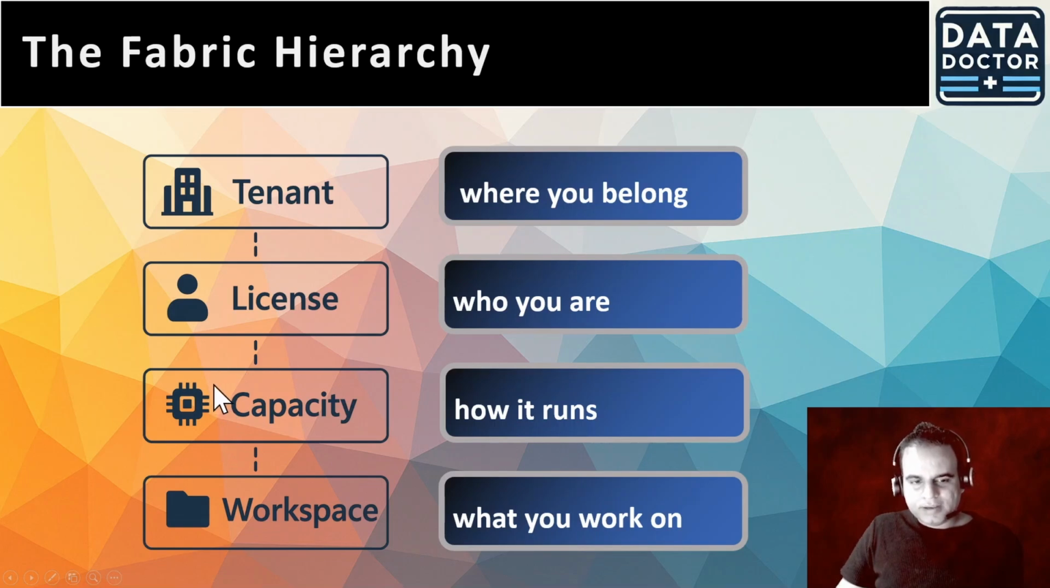Capacity defines how it runs, what the processing power of your work items and workloads is. And in the end, workspace is the important thing, the main place where you're working. Whatever you create in there, for example, your data pipelines, your lakehouses, your data warehouses, etc., everything is done within the workspace. So this is the hierarchy in Fabric. With this one, we covered the important details of these items and the Fabric environment.